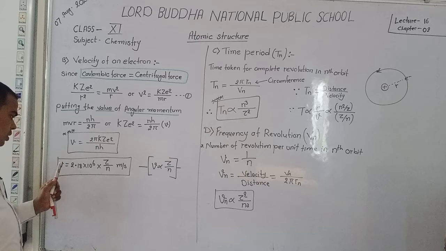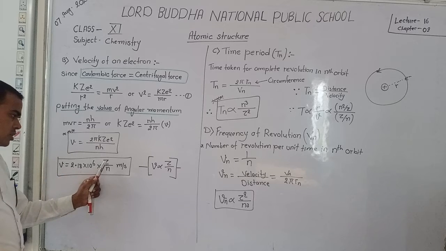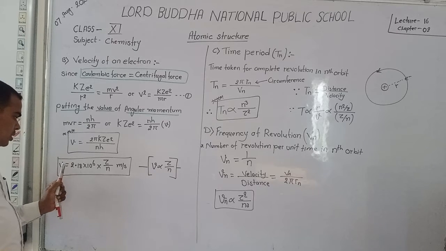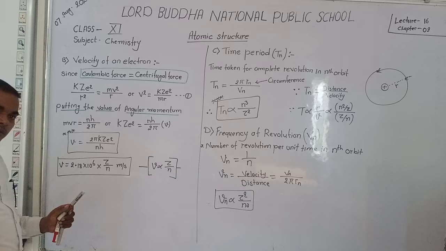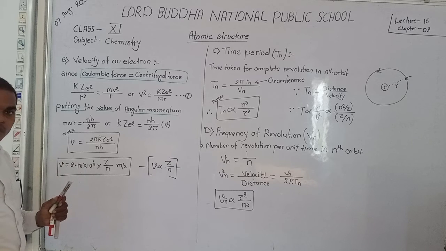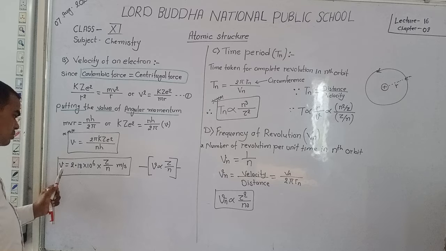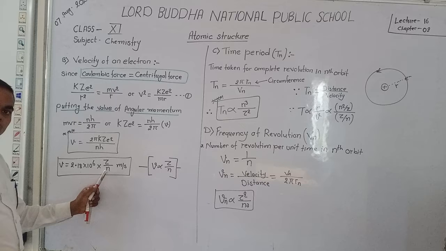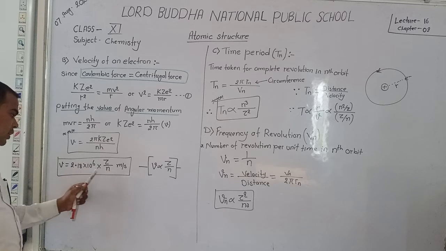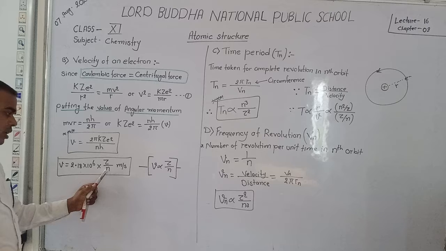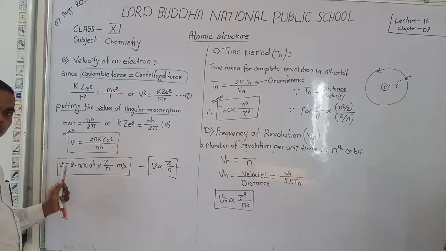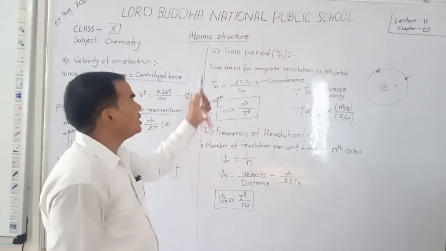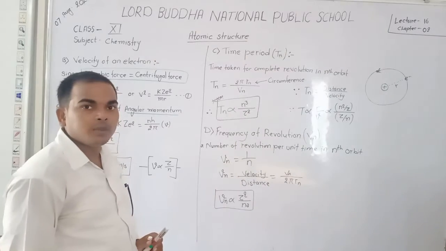Dear student, this is the constant. So we say that velocity is directly proportional to Z and inversely proportional to n. It means the atoms which have the highest atomic number, their electrons move with higher velocity, and the electrons present in the highest orbit, the highest shell, have less velocity.